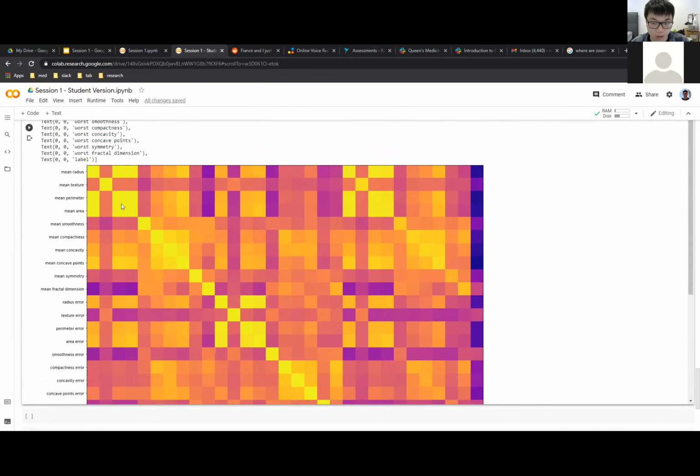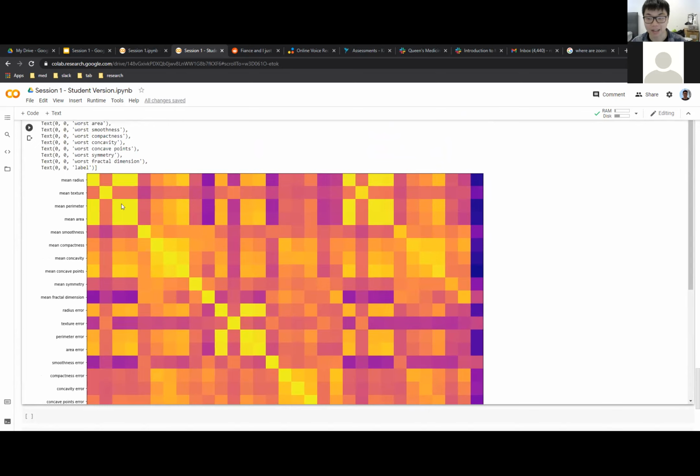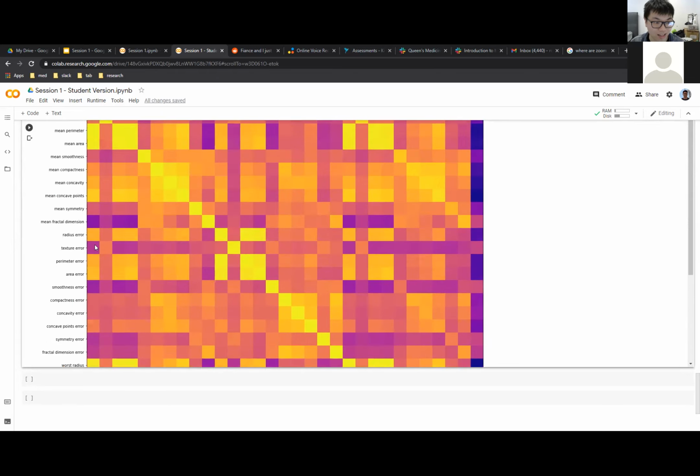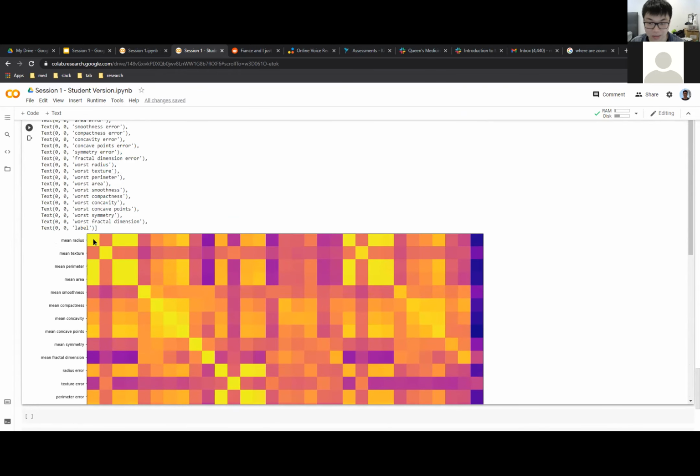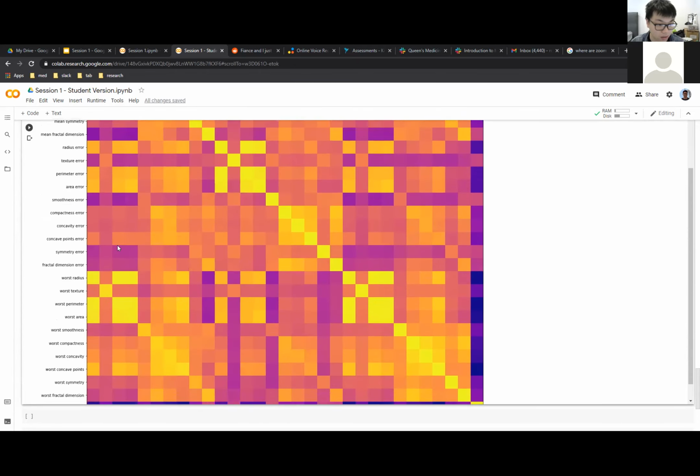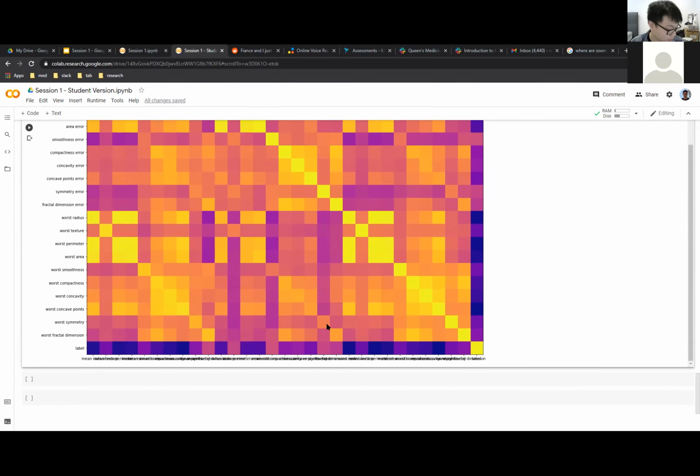So perfect correlation means two variables are exactly correlated one-to-one. For instance, mean radius correlated with mean radius is completely yellow, which means it's 1, which is expected. Perimeter and radius are highly correlated, which is expected. What we want in terms of analysis is to see how it's correlated with the outcome.